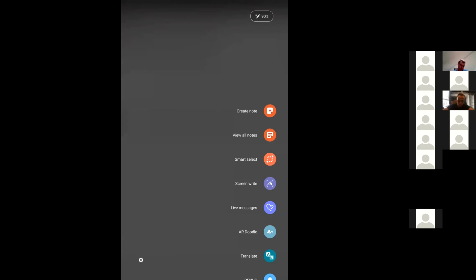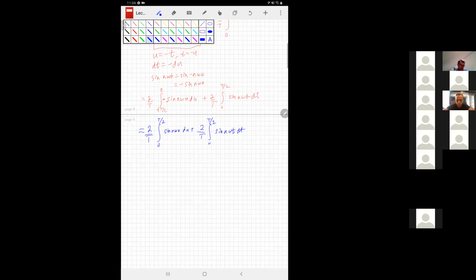And these are the same. We gave the variables different names, but there's my usual Romeo and Juliet speech about how changing the name of a variable doesn't actually change what's going on. The variable goes away when we're done with the integral. So this is 4 over the period, integral from 0 to T over 2, sine n omega t dt.